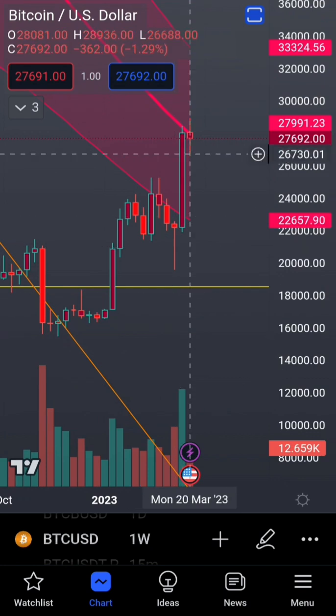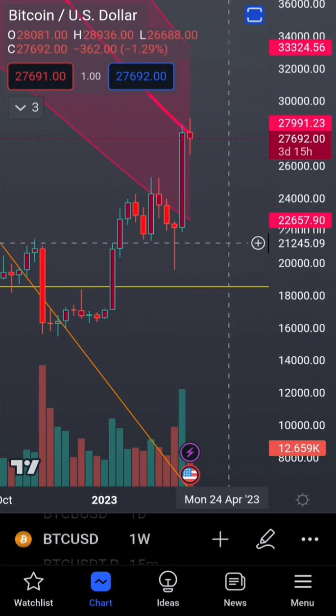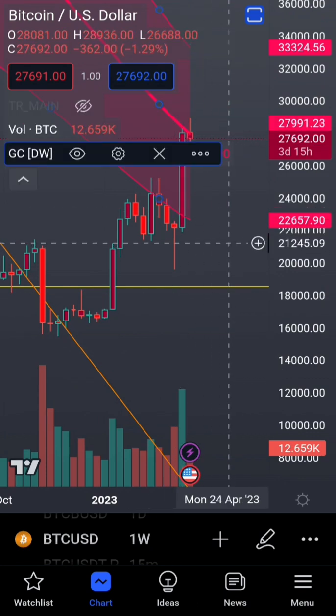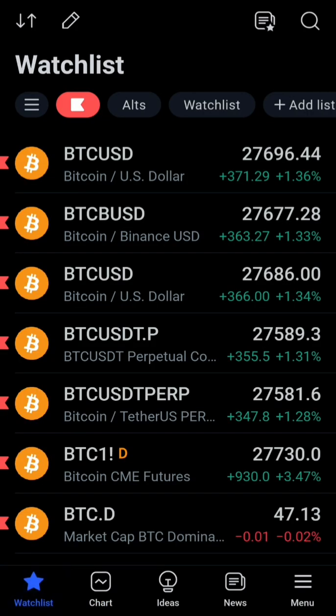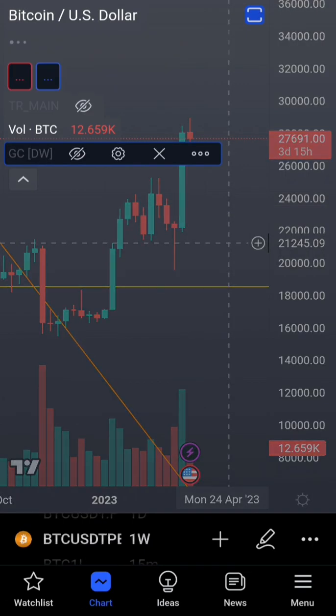Now, what Bitcoin can do, it could come down. If Bitcoin comes down, where is it likely to go, and what are our next zones of support? I will be talking about that in a minute.